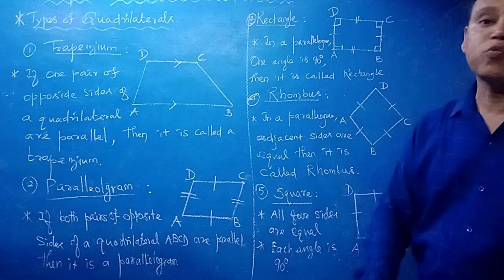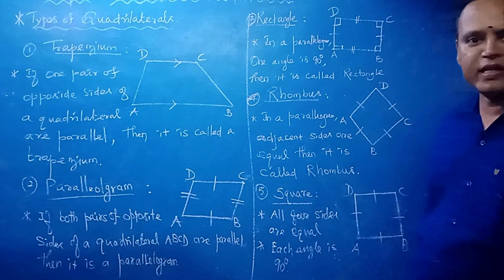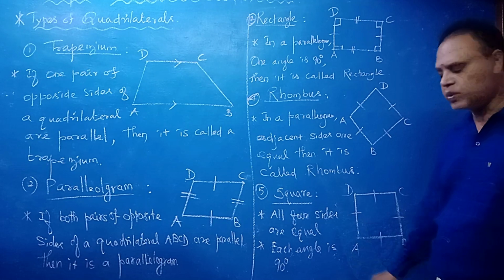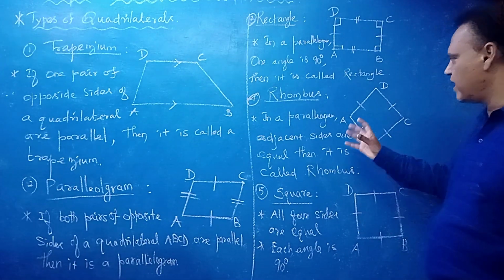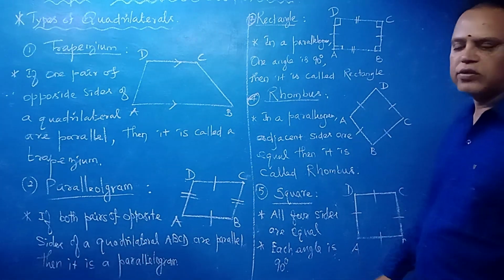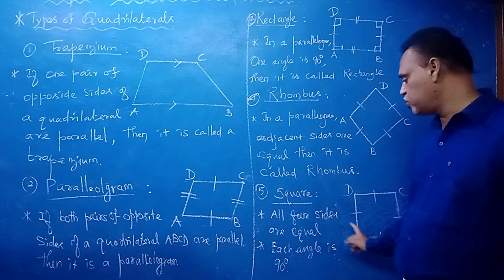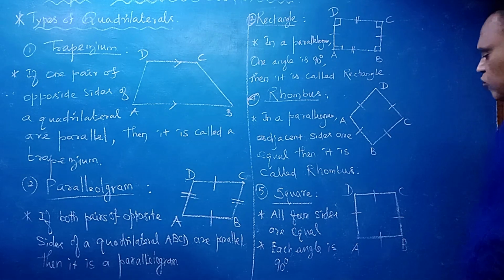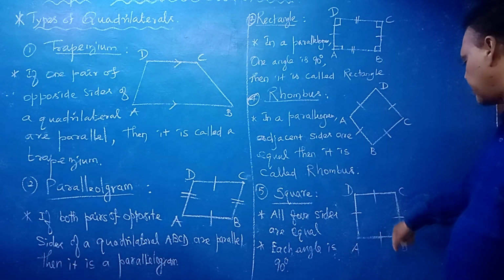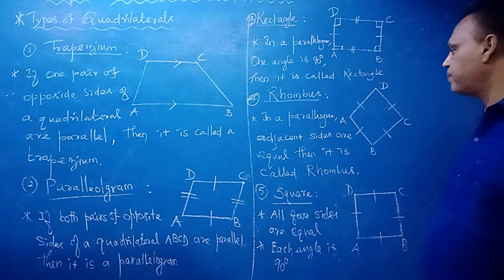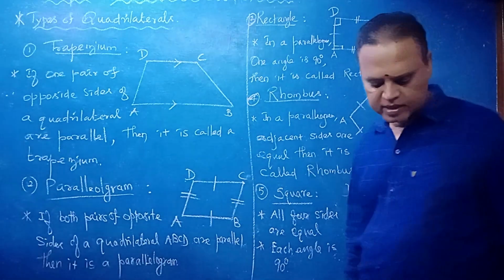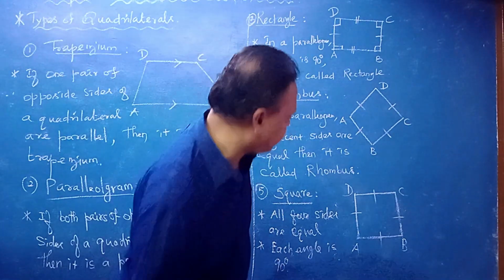Sometimes they will ask one more question on this, that's why I am explaining. You have to remember these points. Just think about the idea and you will get it. So for a square, remember all four sides are equal and each angle is 90 degrees.